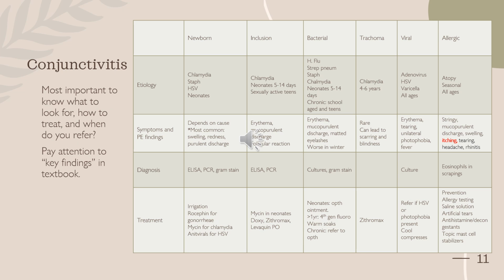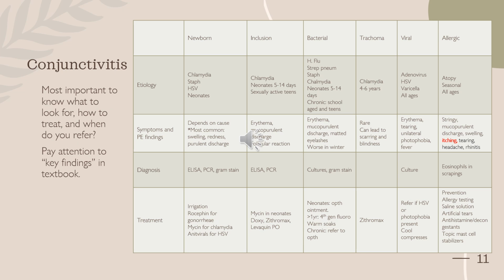is usually caused by the adenovirus, herpes simplex, or varicella. There's not a specific age range. Anyone can get it. It's viral. They're going to have same thing, erythema, excessive tearing. It's usually they have unilateral photophobia, fever, etc. Culture is the best way to diagnose it. If it's herpes simplex, you need to refer. If they have photophobia, refer. They can use cool compresses 3 or 4 times a day.